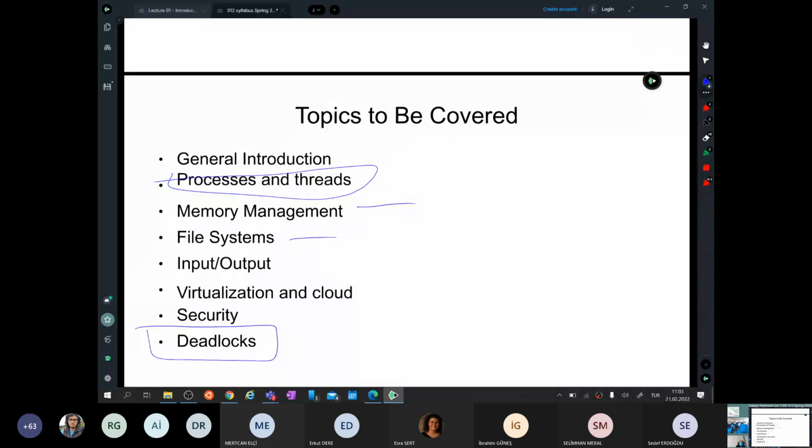I don't like talking about deadlocks. That doesn't mean that deadlocks are not important. It is important for databases. Okay, there are very nice algorithms for it, but for operating systems in practice, we don't talk about it. Processes are just very important. Memory management is very important, as you are going to see. File systems are so important. Okay, the history of operating systems is important. We need to talk about it.